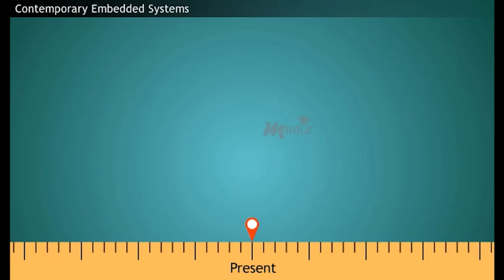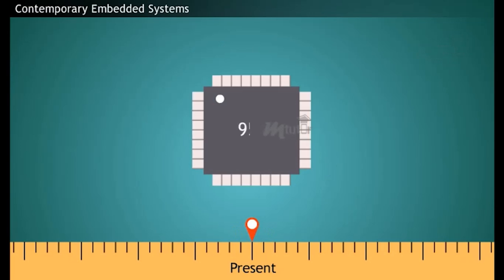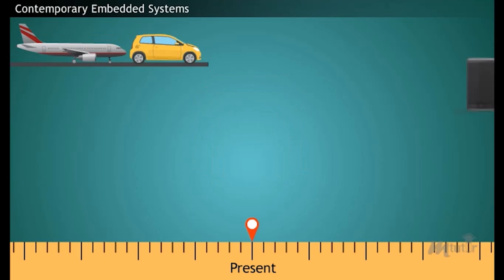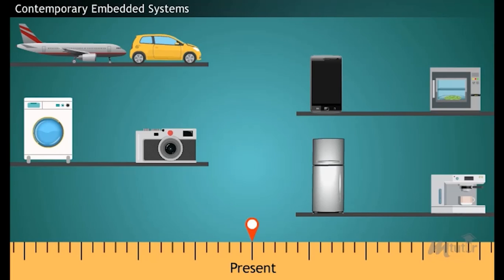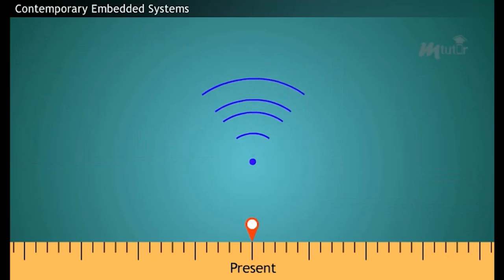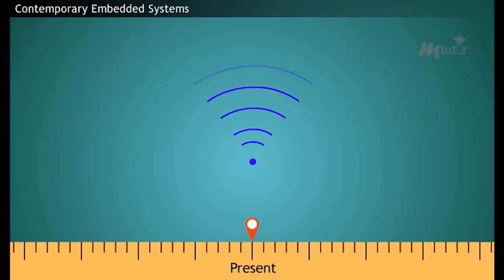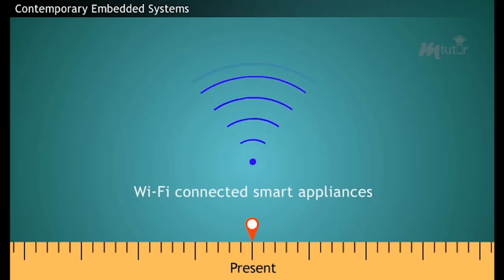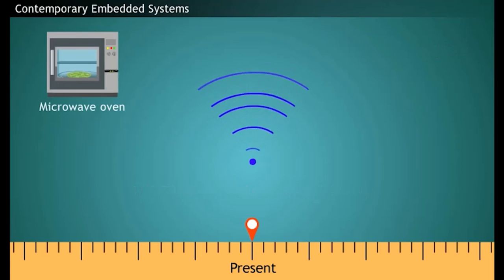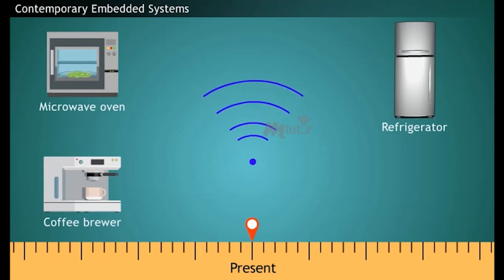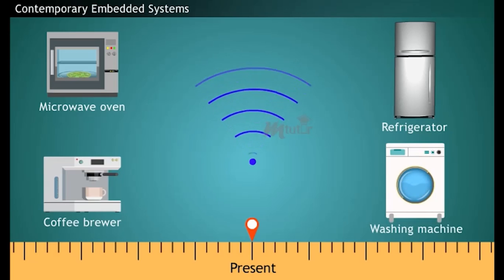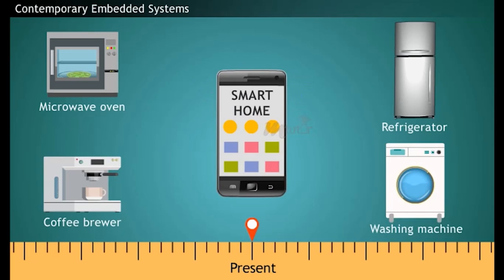Finally, when it comes to our contemporary scenario, over 95% of electronic chips produced in a year are for embedded systems. These are hidden in familiar objects which you see around and use every day. Another technological breakthrough in the current embedded market is Wi-Fi connected smart appliances. The range includes microwave ovens, refrigerators, coffee brewers, washing machines, etc. And all these appliances can be monitored and controlled via your smartphone app.